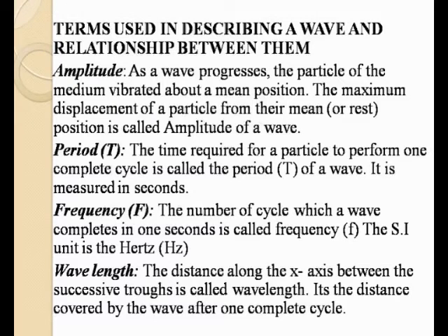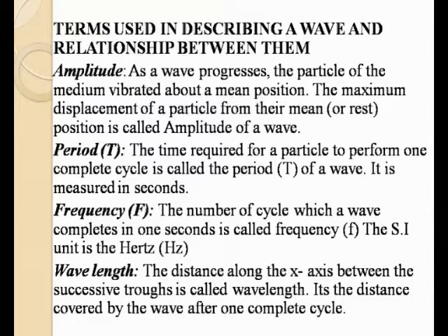Now, your period T is the time required for a particle to perform one complete circle. Are you getting it? The frequency is the number of circles obtained per second. Then we also have the wavelength, the distance along the x-axis between two successive troughs. It's the distance covered by the wave after one complete circle.